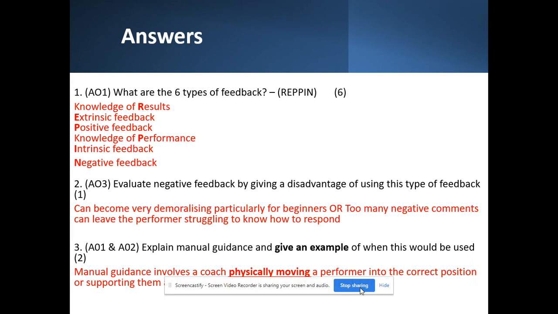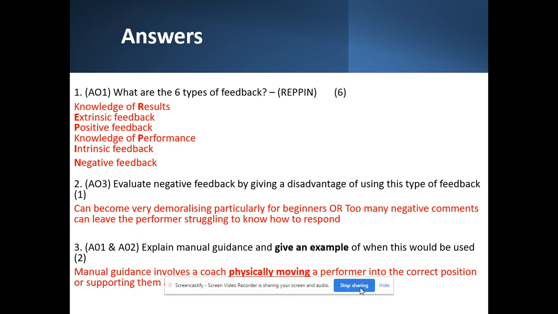Okay, so moving on to the answers. Up on the board, you've got the answers there. Okay, so we've got what are the 6 types of feedback: knowledge of results, extrinsic feedback, positive feedback, knowledge of performance, intrinsic feedback, and negative feedback.